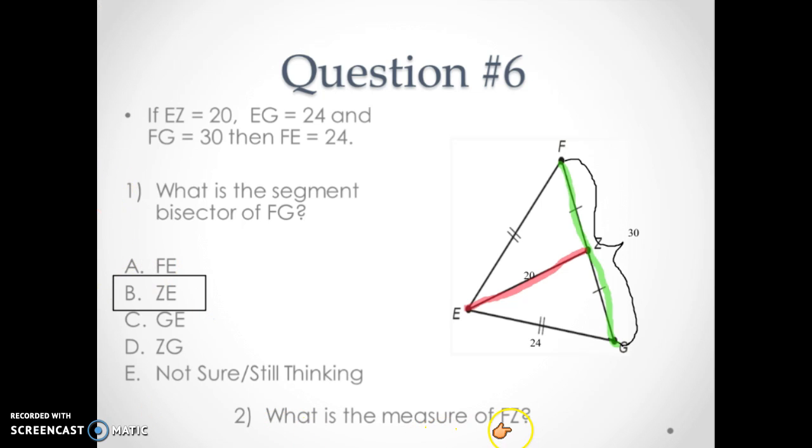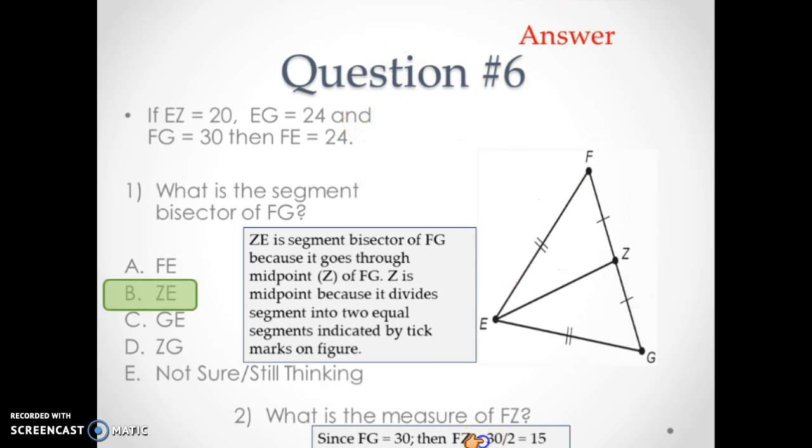What is the measure of FZ? So now they want the measure of just this part. Well, if the entire segment is 30, the segment addition postulate says the sum of the parts equals the whole. So both of these parts sum to 30. There's two of them, and they're congruent. So 30 divided by 2 is 15 units. Each of these is 15 because the entire thing is 30, they're congruent, and there's two parts, so divide it in half.